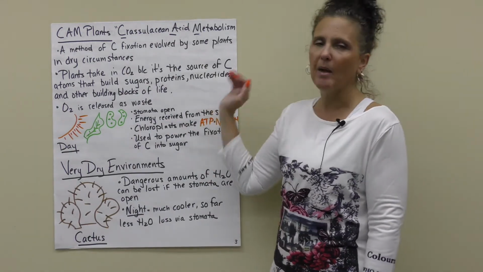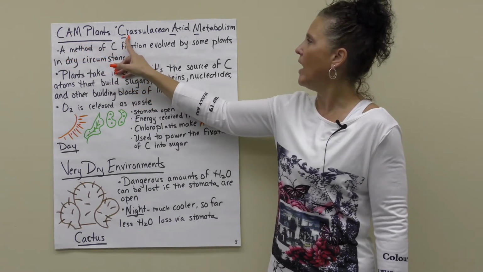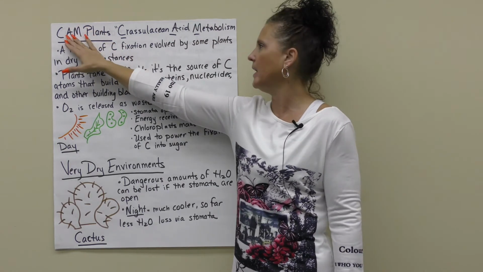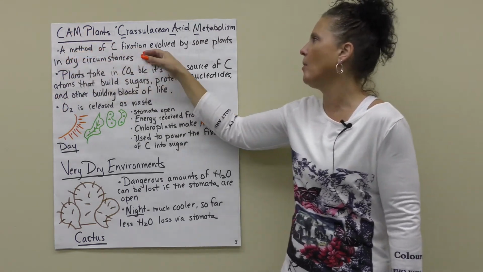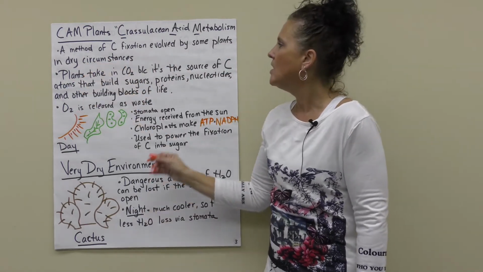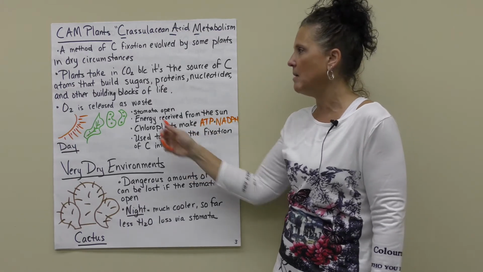Let's look at our second type of plants. Those are called CAM plants. CAM stands for crassulacean acid metabolism. Isn't it much easier to just say CAM plants? This is another method of carbon fixation evolved by some plants in dry circumstances. So they're going to take in carbon dioxide because it's the source of the carbon atoms that make sugars.